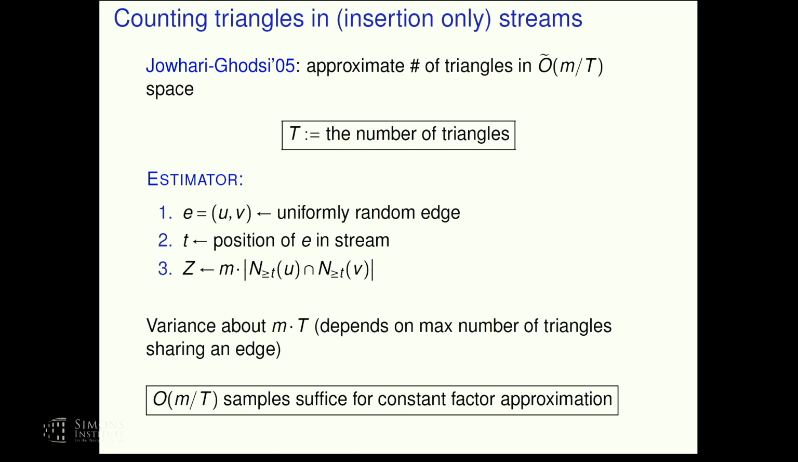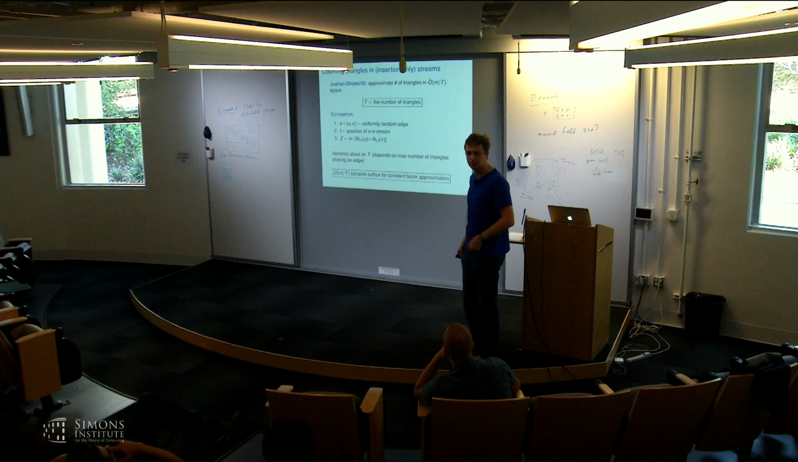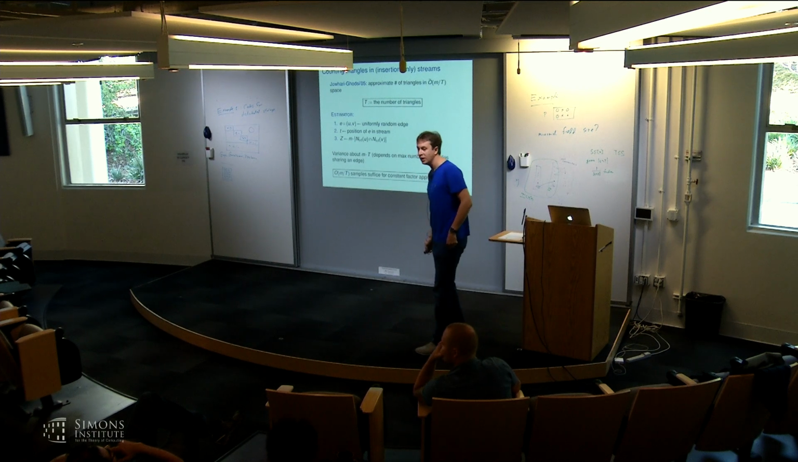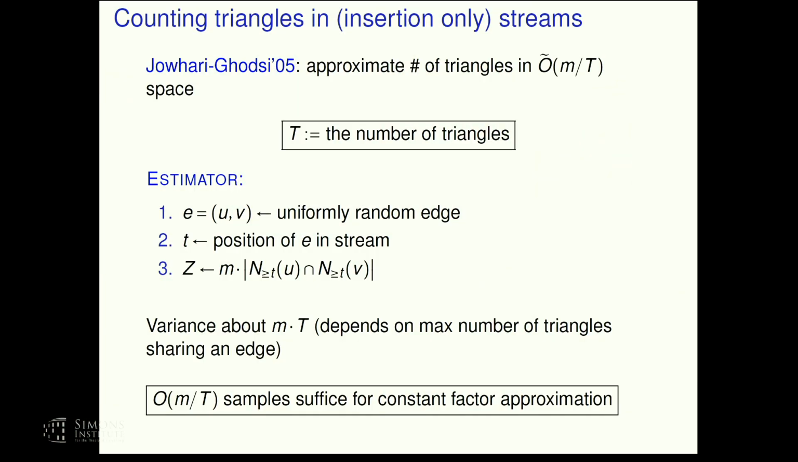Sorry, the expectation of the estimator is t and the variance is mt? Yes. So I need the variance over expectation squared, so m divided by t. So about m by t samples will suffice. All right. Good.